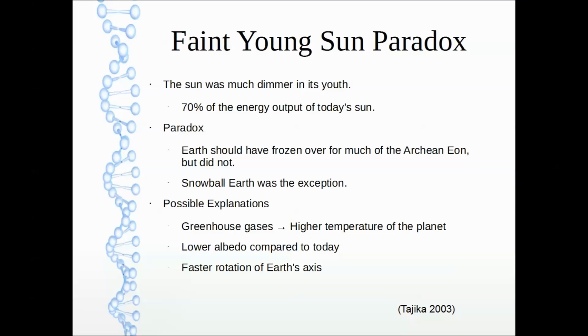During the times of early Earth, the sun was much dimmer. It produced about 70% of the energy output of today's sun. With smaller energy output from the sun, the planet should have been frozen for much of the Archean era. However, Earth was ice-free for most of the time. The evidence for this comes from the presence of sedimentary rocks in the Archean strata. This contradiction serves as a basis for the paradox.